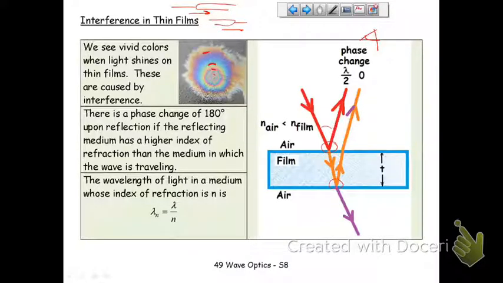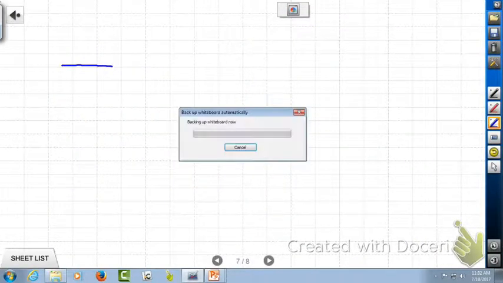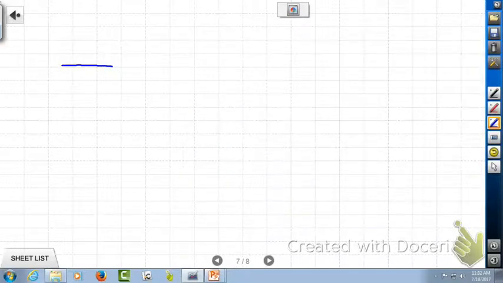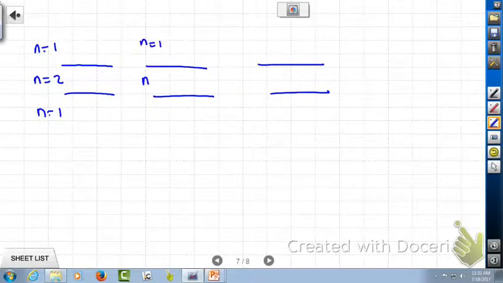So let me put a page in here. So let's think about this. There's a number of possibilities. I'm going to say n equals 1, n equals 2, n equals 1. That's like air, glass, air. There's n equals 1, n equals 2, n equals 3. That's like air, glass, diamond.